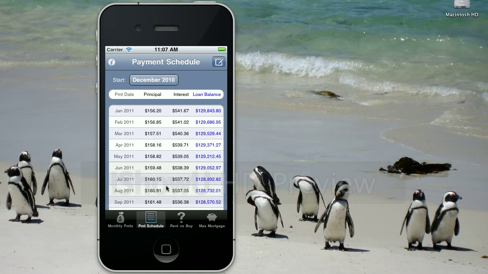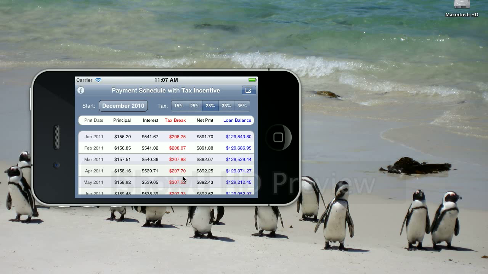Now this does not include the homeowner's insurance or the property tax amounts because those amounts don't change over time. They're just fixed. Now if you rotate, then you can see the tax incentive. So what this tax break is telling you is you can deduct your interest that you owe and also your property tax from your federal income tax. So you'll do that at whatever your federal income tax rate is. Here we've selected 28%. But you can see, the higher your rate, the bigger your deduction.